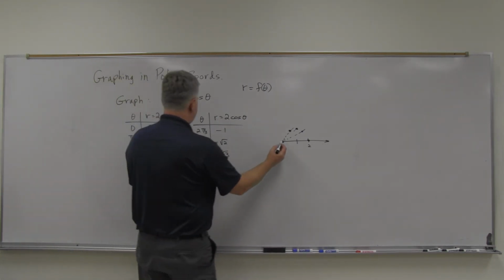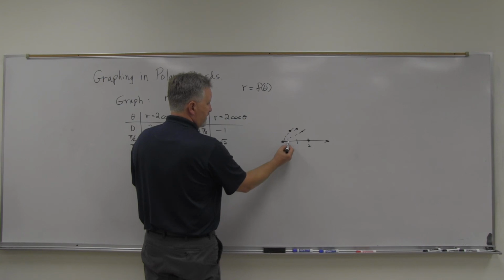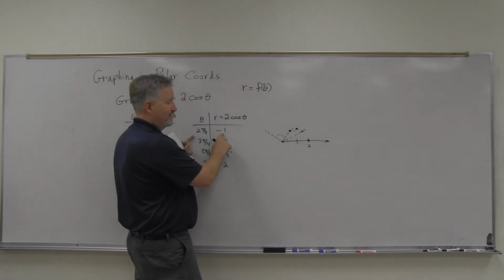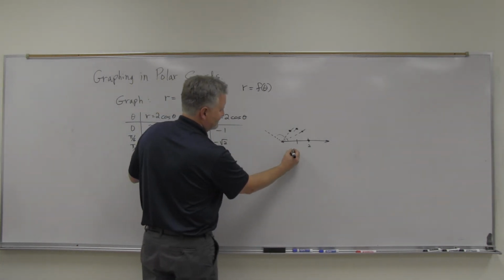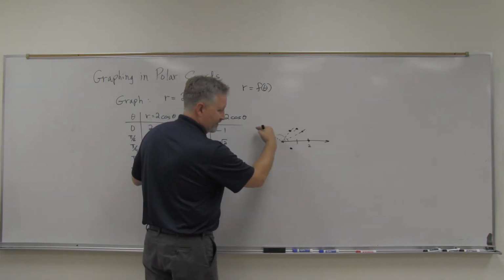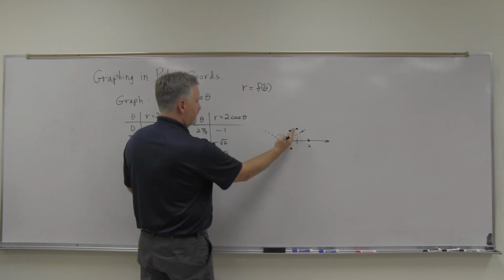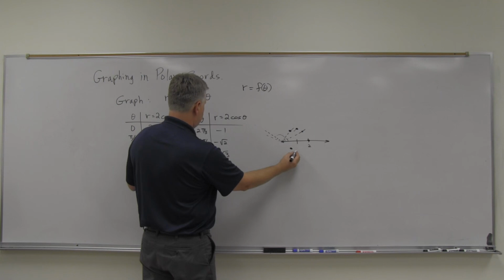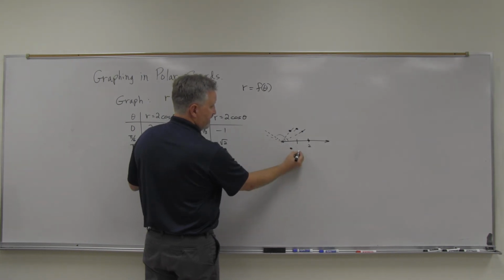2 pi over 3, well, what happens there is I'm going 2/3 of a pi, say right about there. But r is -1, so it goes back down here, doesn't it? It goes back on the other side of the origin. 3 pi over 4, so it's 3/4 pi, somewhere like that. It's negative square root of 2, so that's back to negative 1.4. So again, we're back over here, along that.